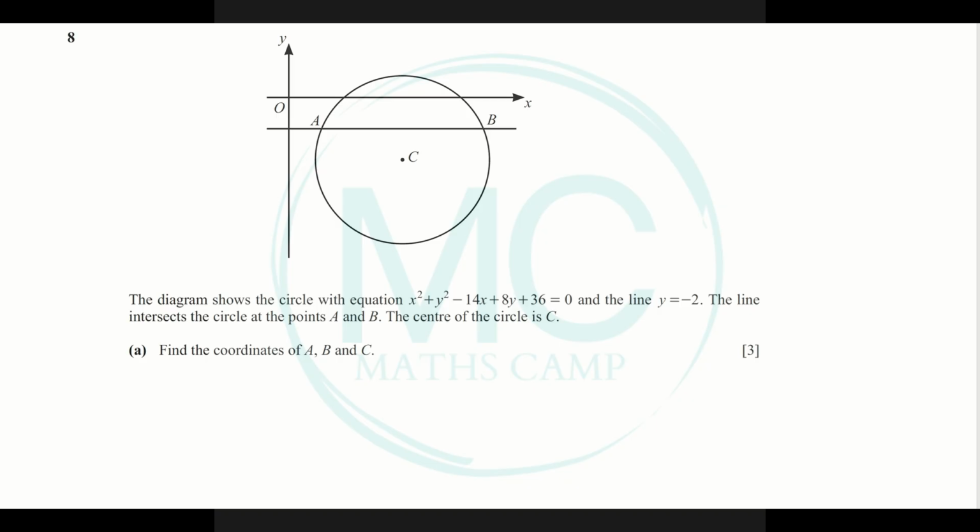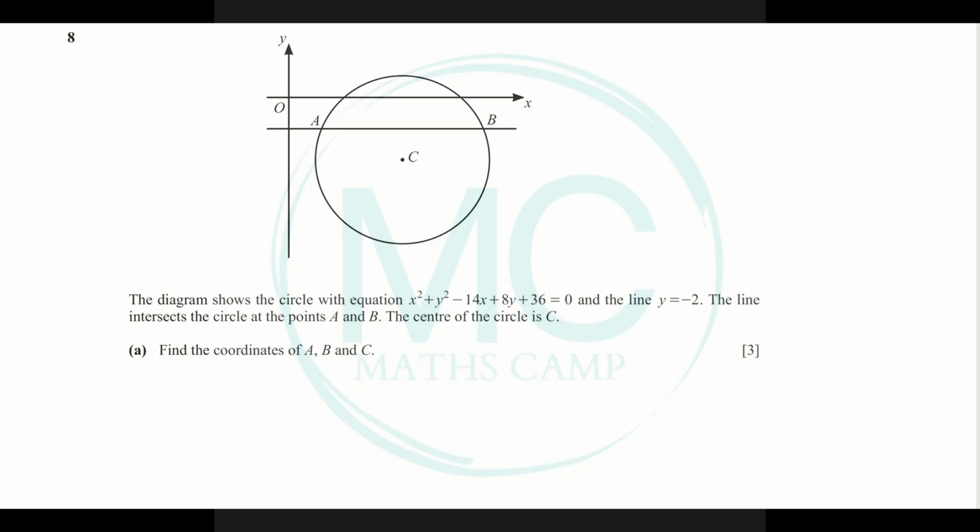36 is equal to 0, and the line y is equal to negative 2. The line intersects the circle at the points A and B. The center of the circle is C. Part A says find coordinates of A, B, and C.